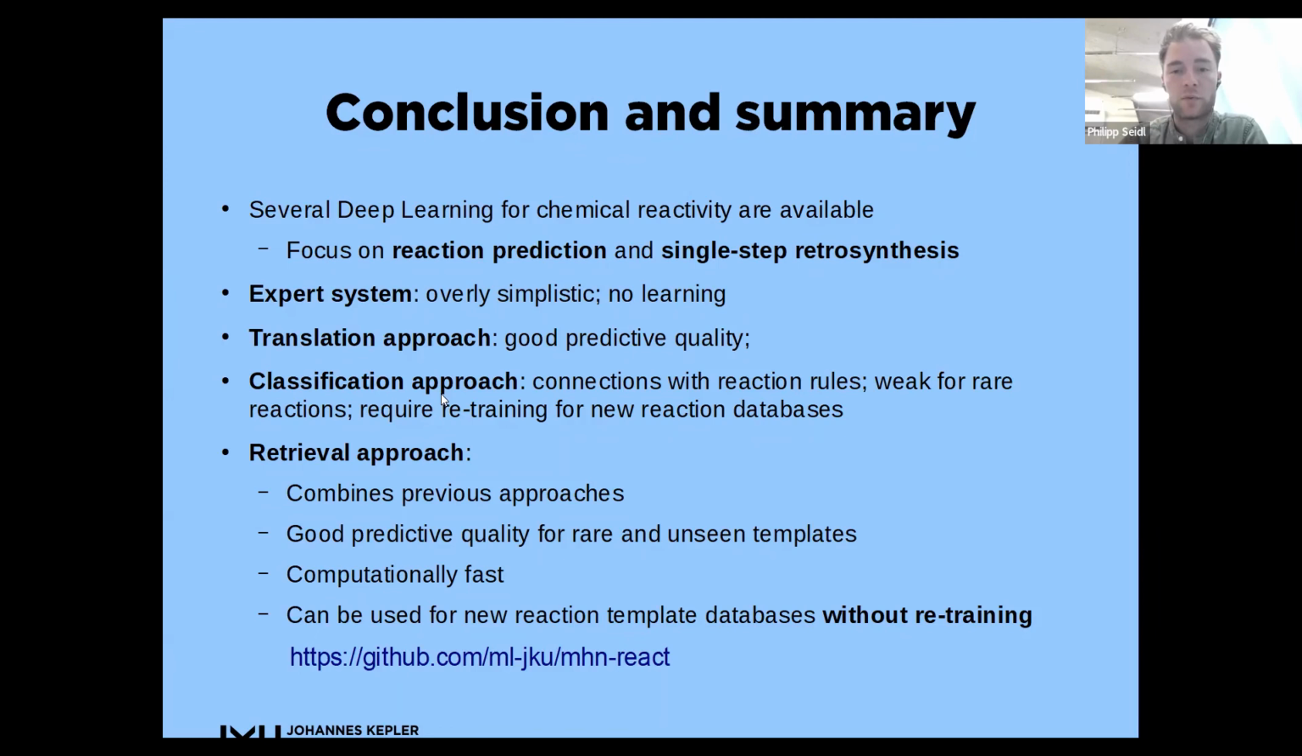Then there are classification approaches. Here, the classification approaches are usually weak in the few-shot setting. But seeing this as a retrieval, we combine previous approaches. We have very good predictive qualities, especially for templates which are unseen or rare. We're computationally very fast, and this can be used even with new templates, for example, that chemists would design without retraining the model. And code is online, and I urge you to play around with it.